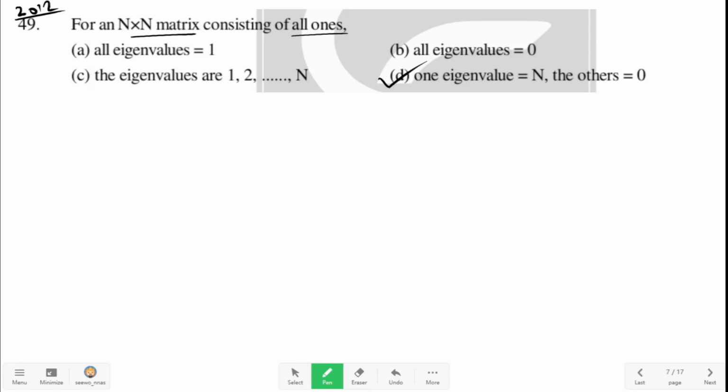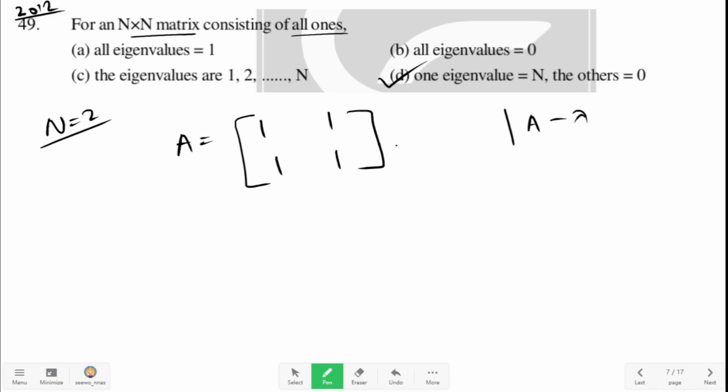Now you can also solve this question using a particular case. Let's take n equal to 2. Let us say the matrix is A. It will be 1 1 1 1. In this case, if you solve the determinant equation determinant of A minus lambda I equal to 0, then you will get the eigenvalues lambda equal to 0, 2.